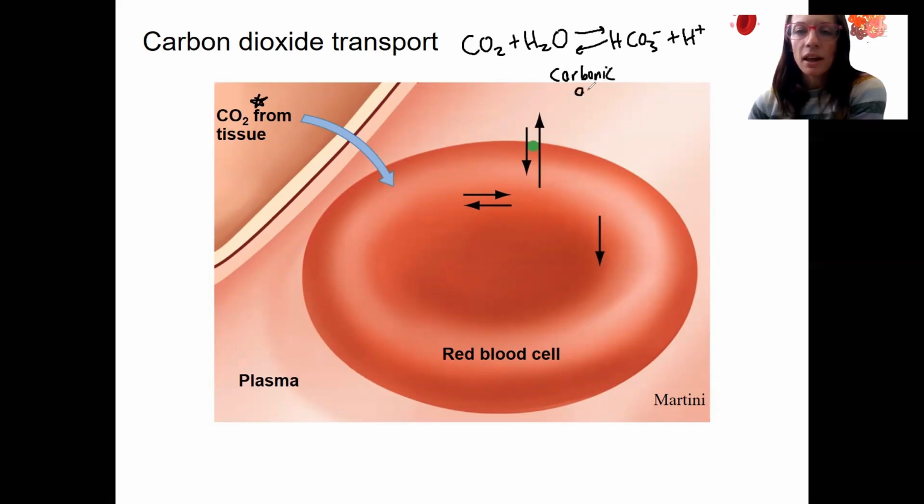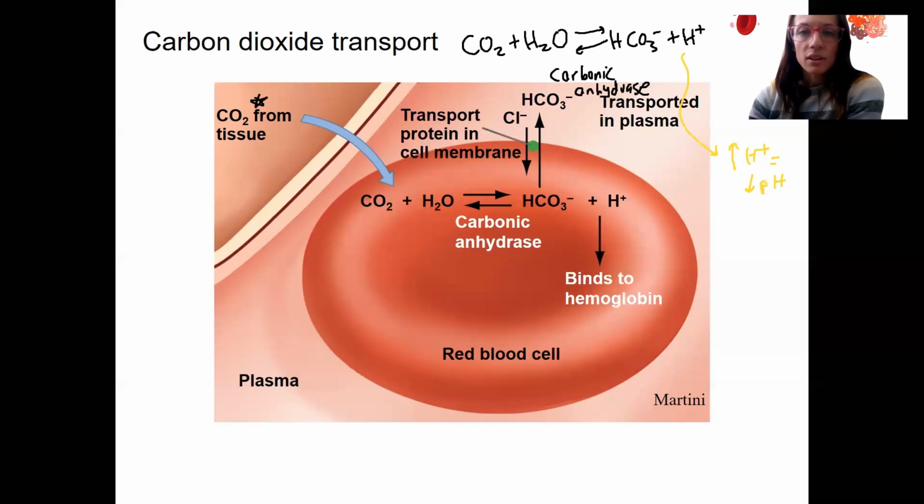This reaction is carried out by carbonic anhydrase. And this hydrogen is going to lower pH because that's what pH is. It's increased hydrogen. So increased H plus is going to result in low pH. Let's look at where that happens in the blood here.